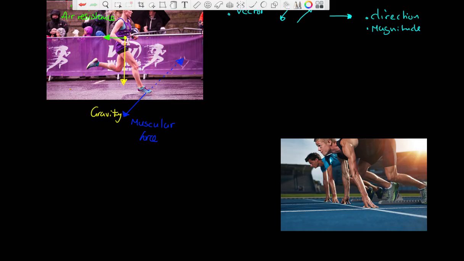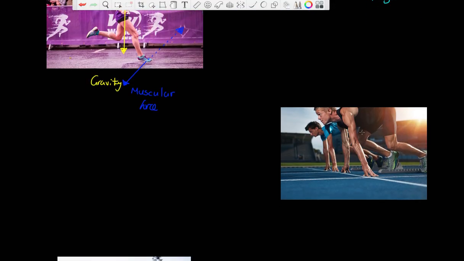Let's move on. Okay, now we've got a sprinter on the block here. So what I'd like to do here is the same thing. Let me highlight the gravity force for you, from the center of mass, acting downwards. There we go. So we've got that gravity. I've highlighted that for you as requested. It's part of our weight force, of course, so is mass.